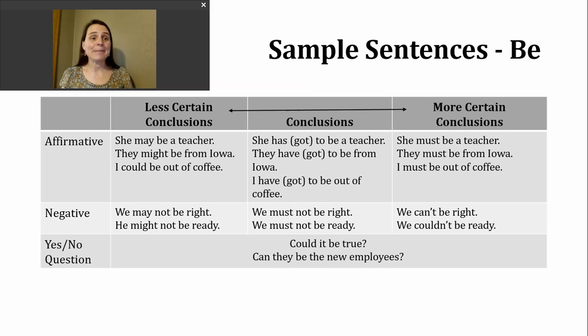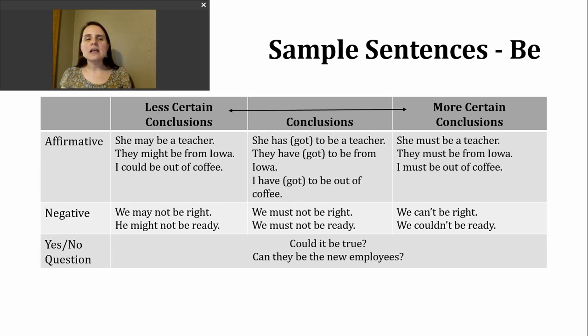She may be a teacher. They might be from Iowa. I could be out of coffee. Okay, with all of these sentences, not so sure, but what I hope you're noticing here is it doesn't matter what the subject is. The modal is going to stay as it is, and then the base verb comes after that modal. So you'll see be, be in all three.